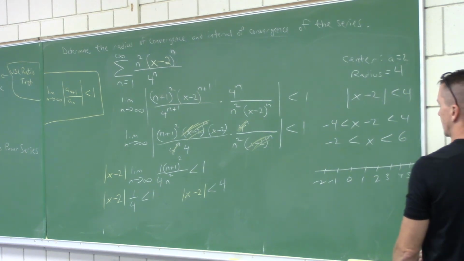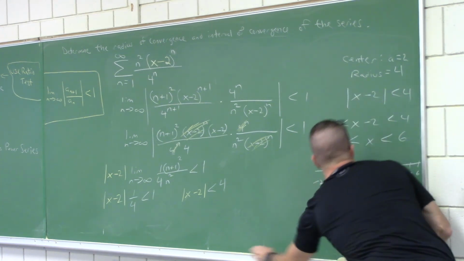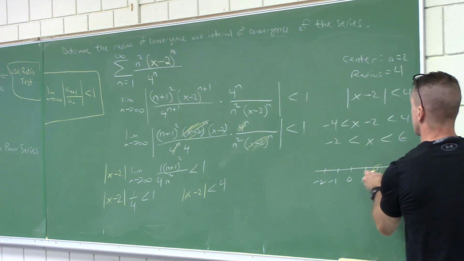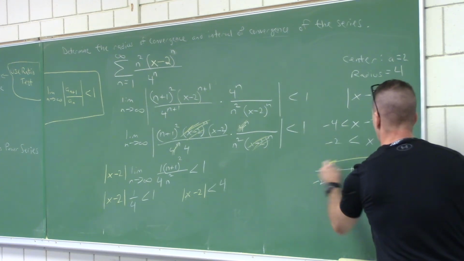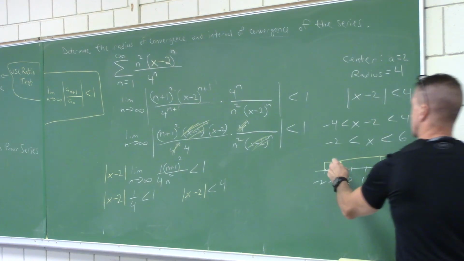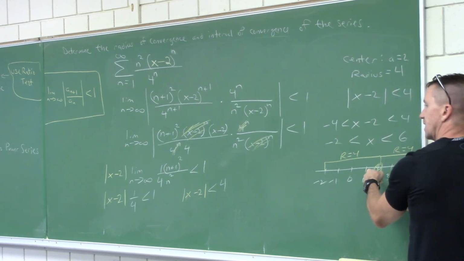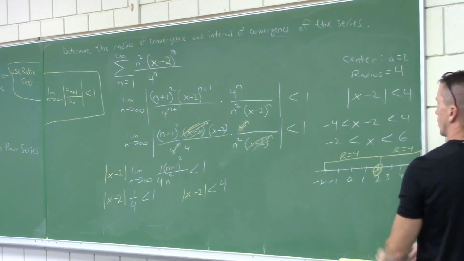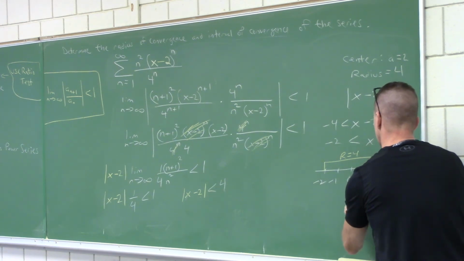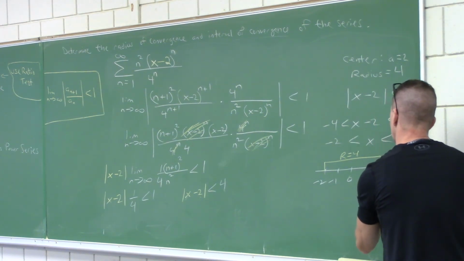And the center is where? Yeah, and here's the center. And how far is it? Either way, the radius is what? The radius is centered at 2. So the back of the book would write this. R equals 4.